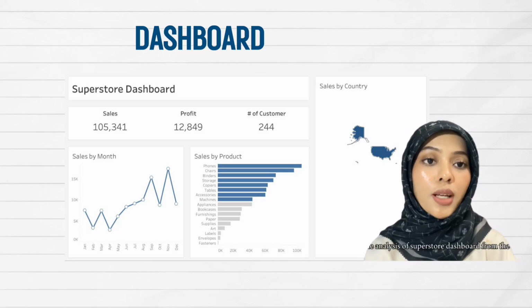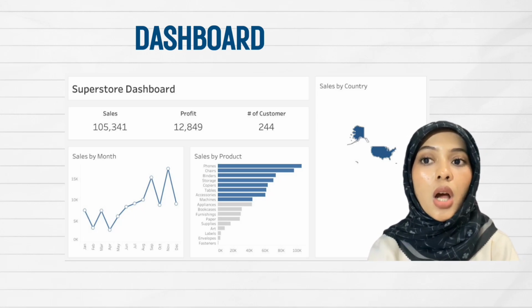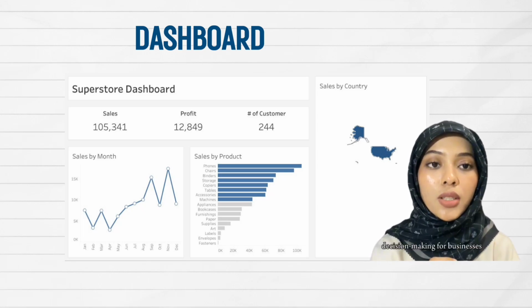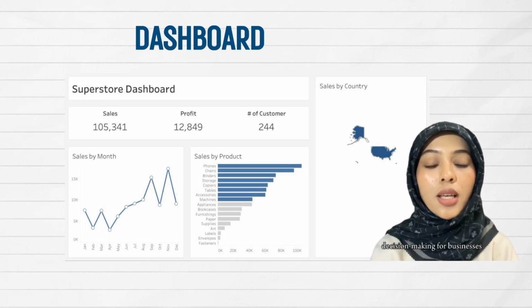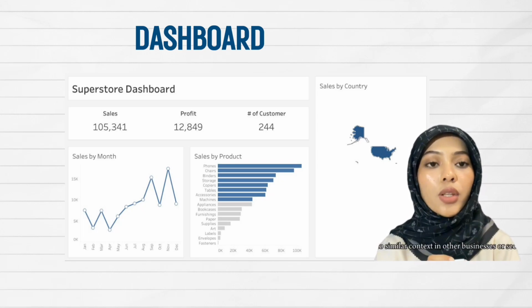In conclusion, the analysis of the Superstore dashboards from the sample data offers valuable insights that can guide strategic decision making for businesses. It encourages us to think about how these insights could be applied to similar contexts in other businesses or sectors.